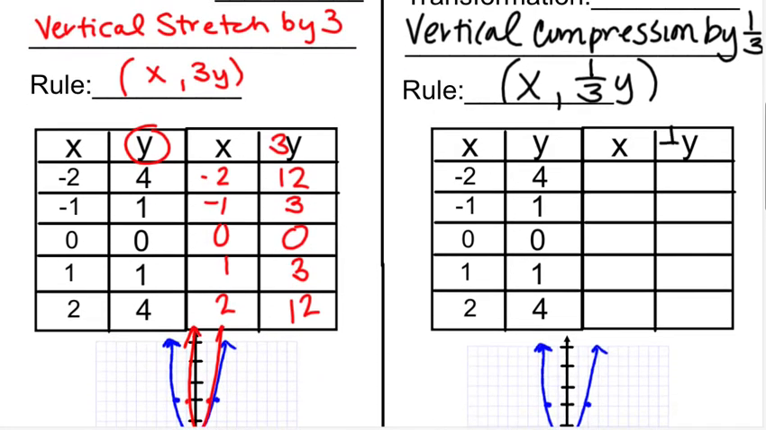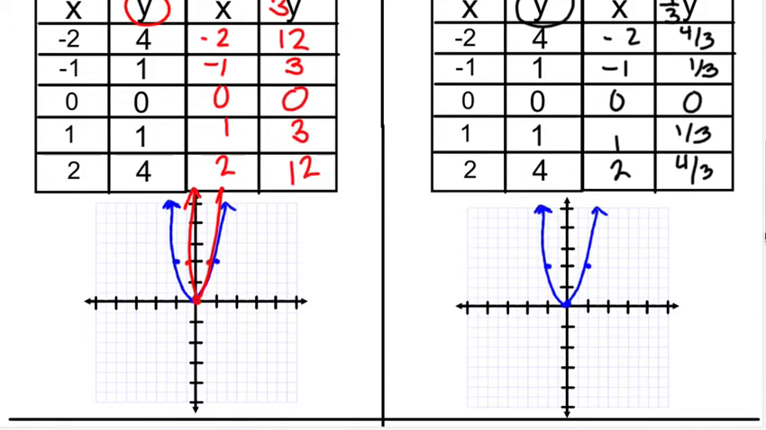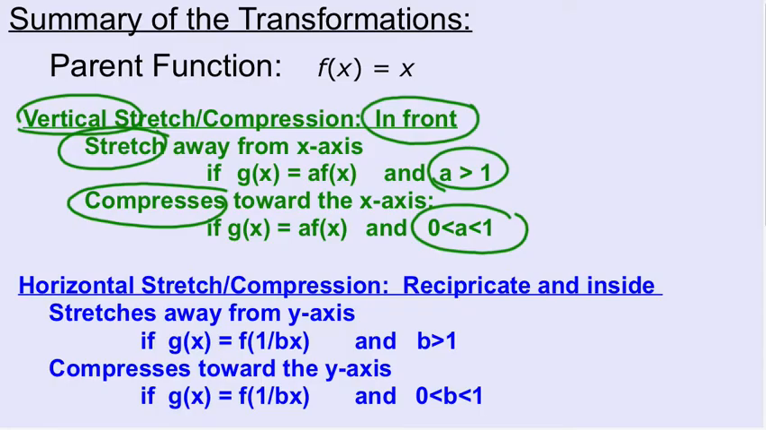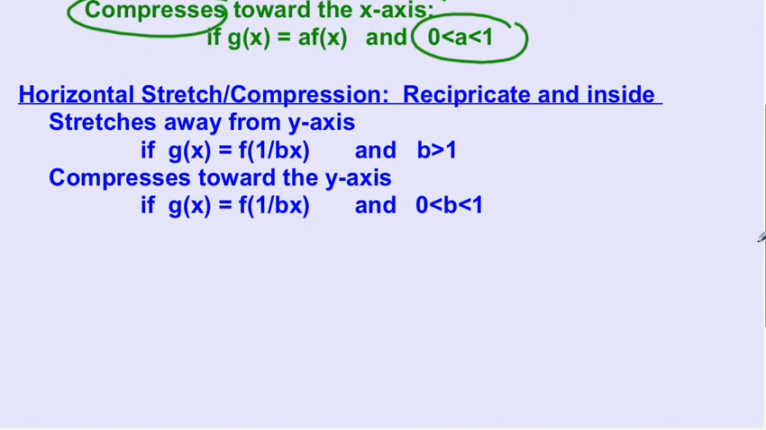So we're changing this column again. I'm going to repeat all the x's, and now this will be 4/3, 1/3, 0, 1/3, 4/3. So how it looks as a graph is like that. All right. Now let's go back to this slide. We've just talked about the vertical, the stuff in the green here. Now let's talk about the horizontal.